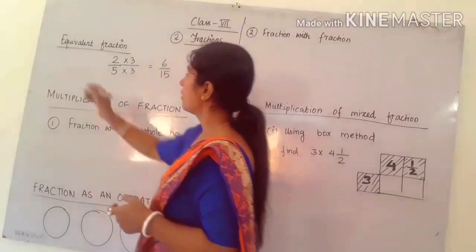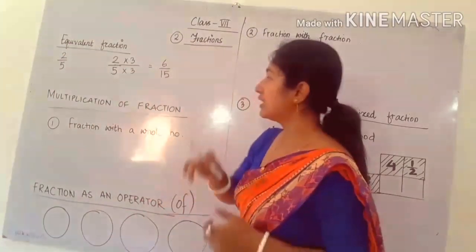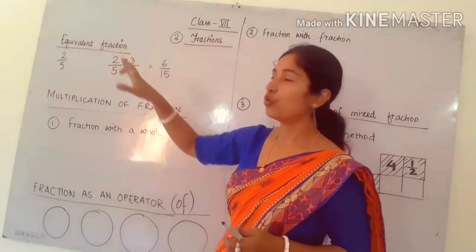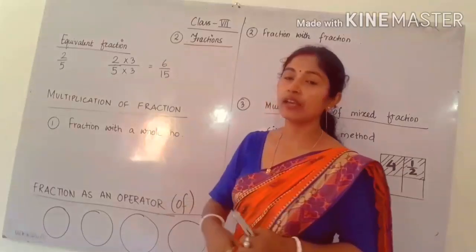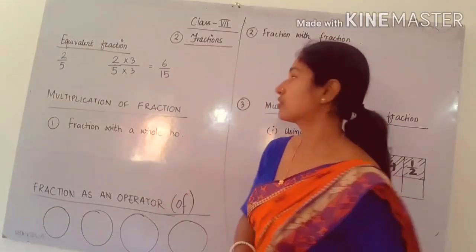So we can say, first of all, what we have? We have 2 by 5. So we can say 6 by 15 is an equivalent fraction of 2 by 5. Like this, we can generate many equivalent fractions of one fraction.